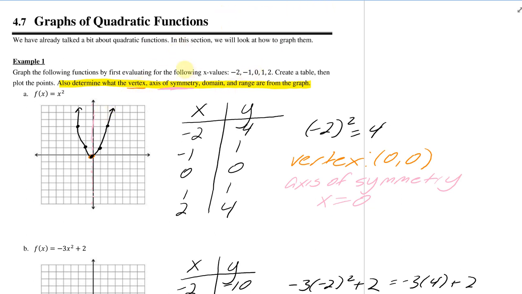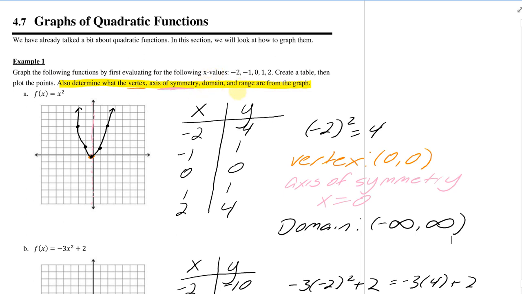So the domain in this case, I'll use the black color now, is going to go really from negative infinity to positive infinity. So, in other words, it always just goes to the left and right forever. Now compare that to the range. So here's where the range really will start to maybe make a little more sense.